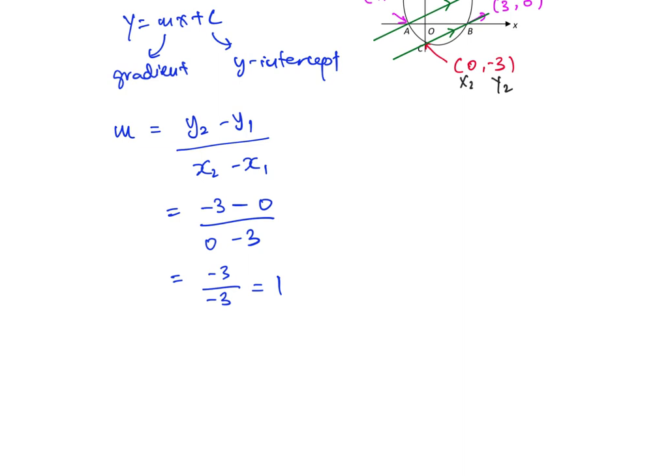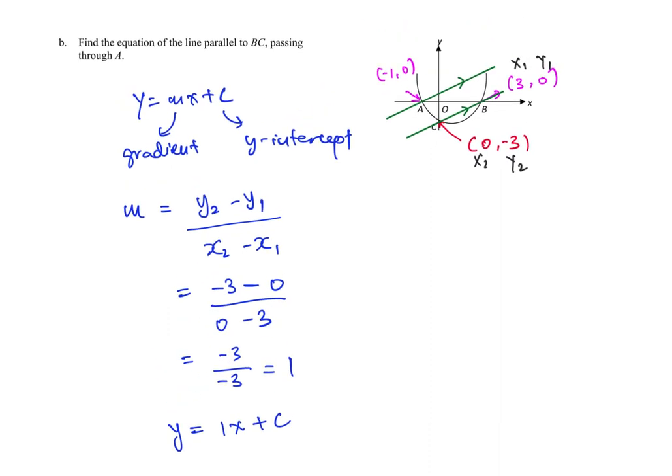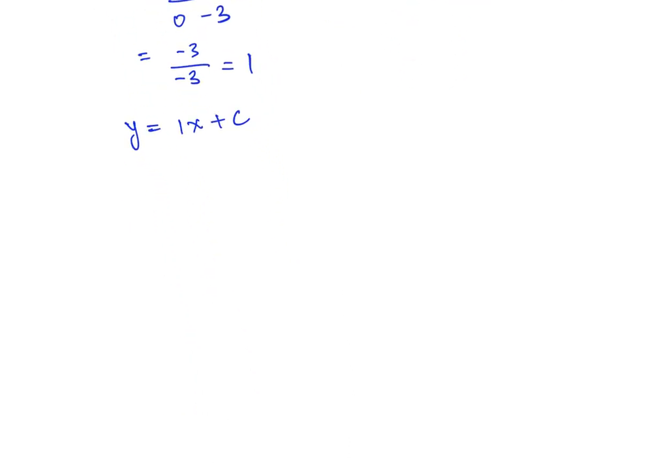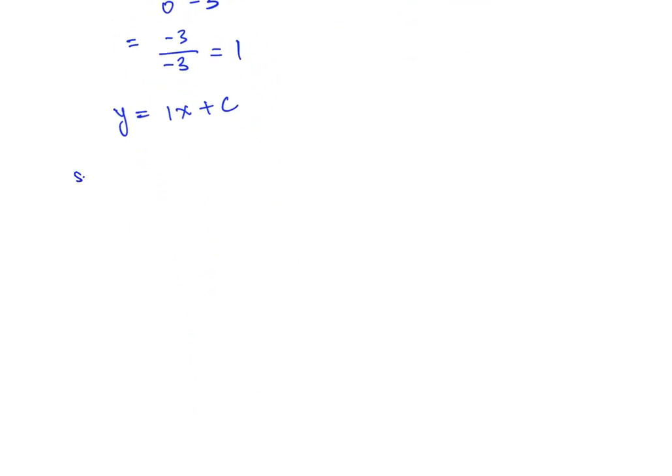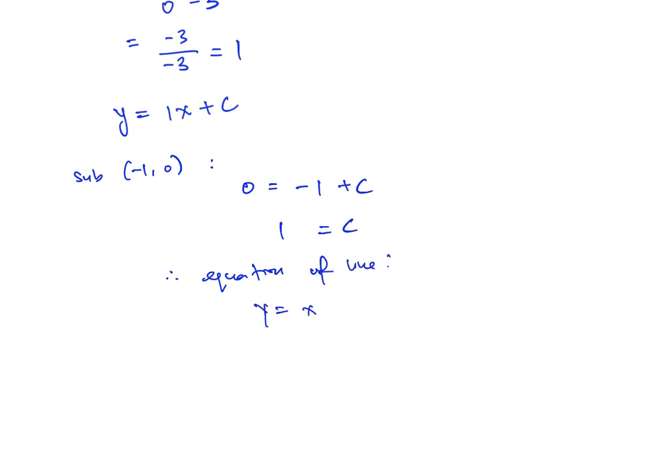You put it back into your equation y equals mx plus c. Replace m with 1, so it's just 1x plus c. Now to get this c, all you need to do is put in one point. Because it passes through the point A, as mentioned in the question, I'm going to use (-1, 0) and sub inside to get c. So when y is 0, x is -1, we have 0 equals -1 plus c. You solve this and get c equals 1. Therefore, the equation of the line is just y equals x plus 1. And you're done.